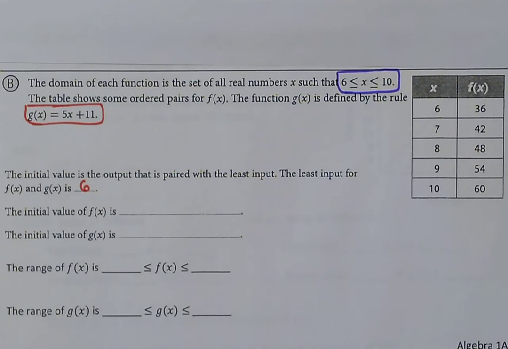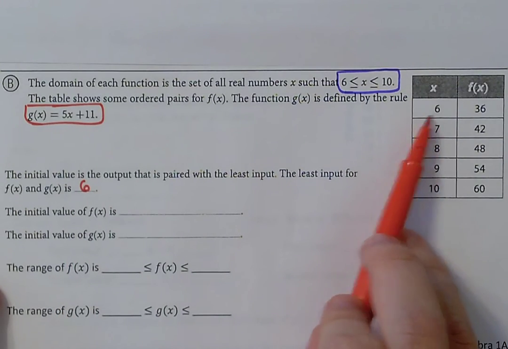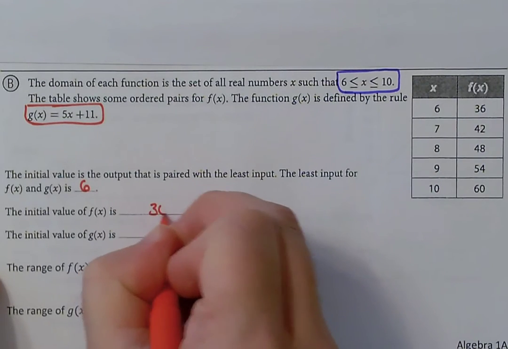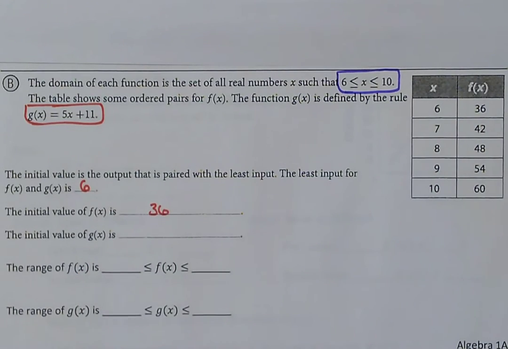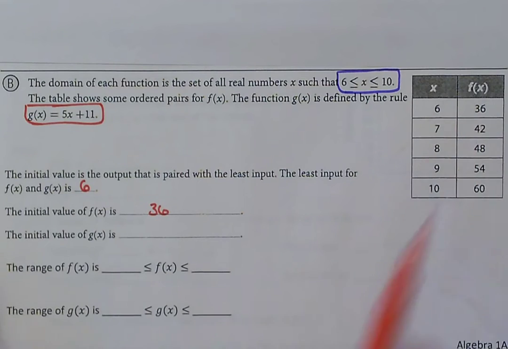So if we look at the initial value of f of x, the initial value of f of x is the value of y when x equals 6. So if we go to the table, when x equals 6, my value of f of x is 36. Again, initial value from a table. When x equals 6, the value is 36.